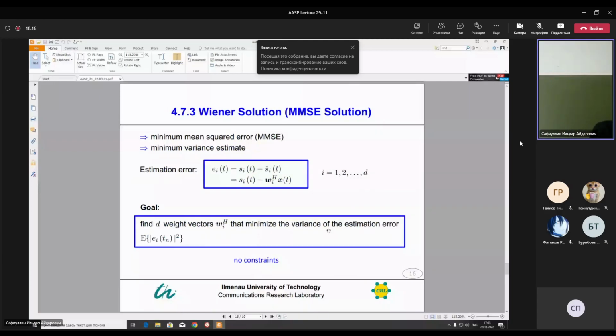And now let's continue this subsection with the last solution, which is called the Wiener solution or MMSE solution. And here we will see that this solution, in comparison with the previous BLUE solution, will be biased.